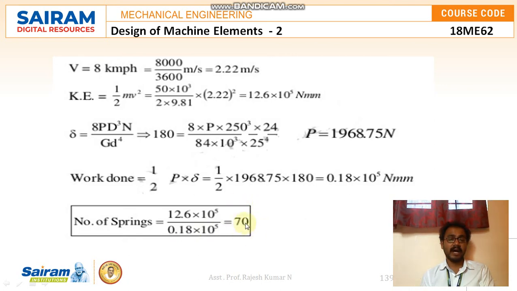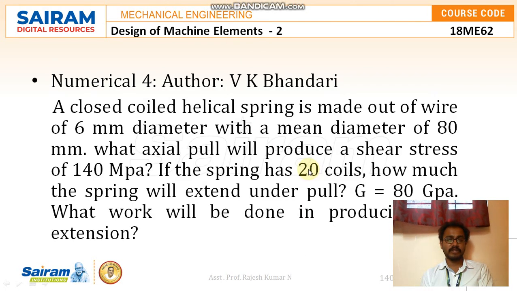In case you are getting your answer in decimals, say for example 69.3 or 70.2, you can round off to the next immediate number. So this is how this problem should be solved. We will move to the next question.